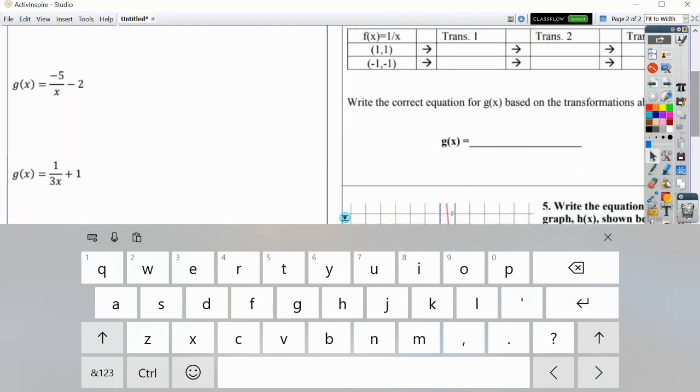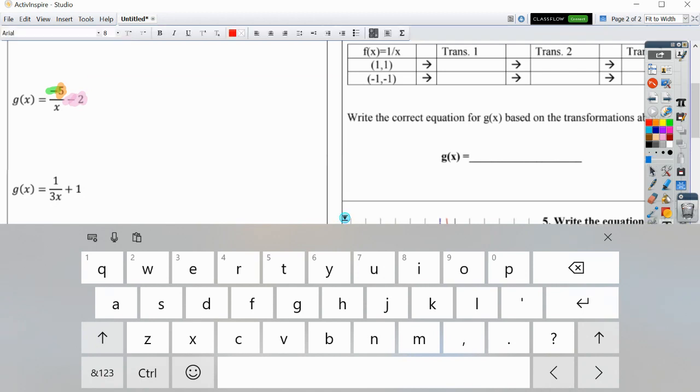-5 over x -2. So here I see the negative, which I know is its own transformation. I see the 5, which is a vertical dilation. And then I see the -2, which is a vertical shift. There's nothing with x, so that means I don't have any horizontal transformation. So all 3 of my transformations are vertical. Again, if you say dilation by -5, that's not correct. You have to list the reflection and the dilation as 2 different transformations. So I've got a reflection, a dilation, and a shift, all vertical.